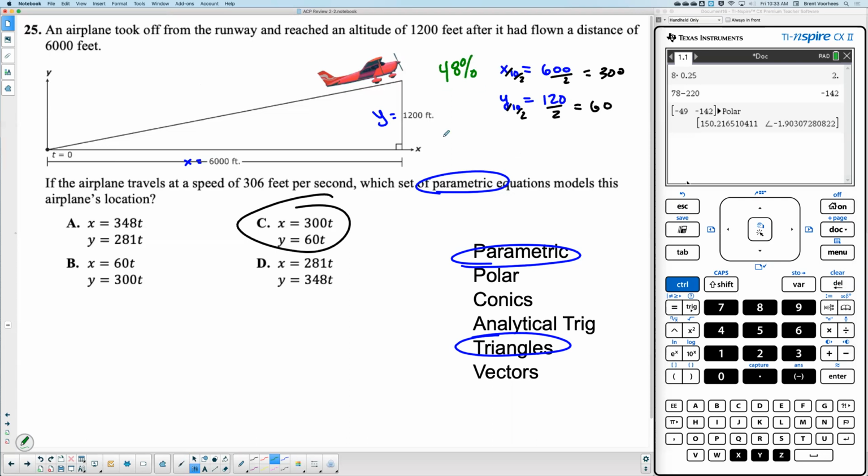I did it by ratios there. They gave us the x and y equations. So that's why I did ratios of x and y. That makes sense how I did that? Just kind of looking at ratios.